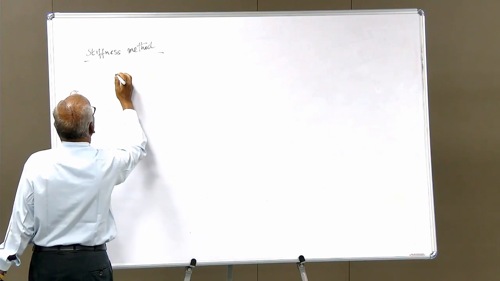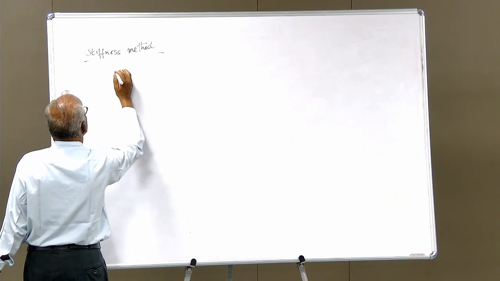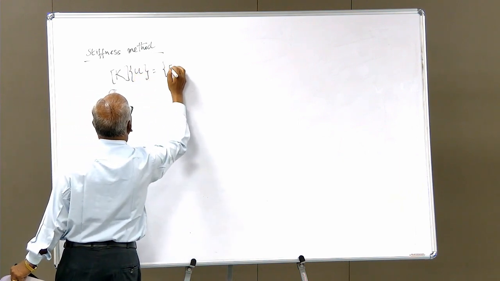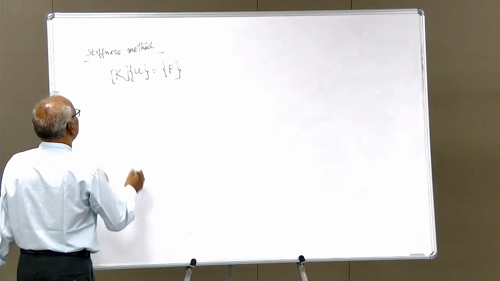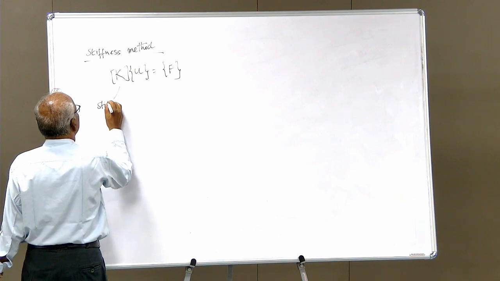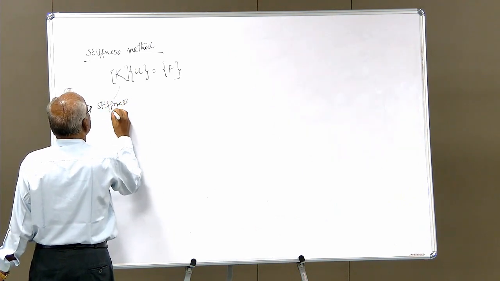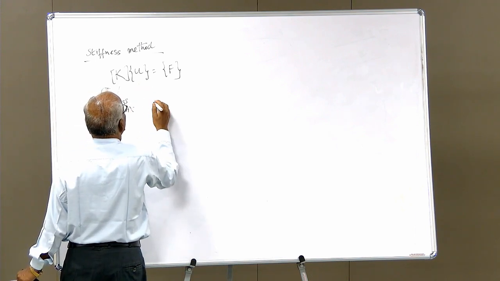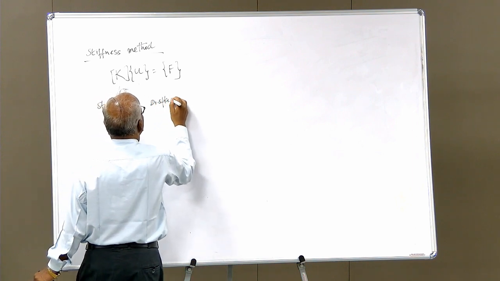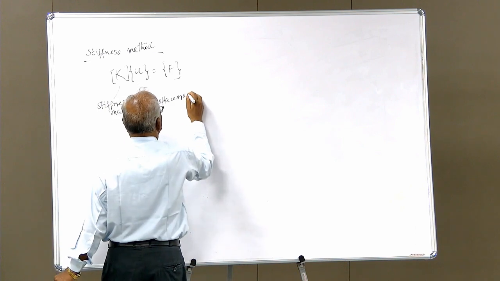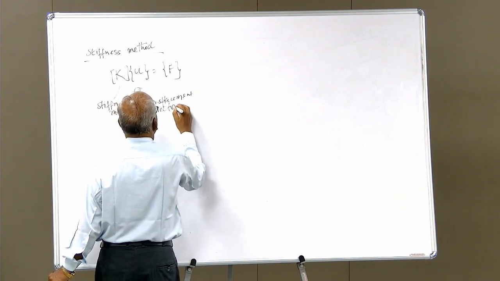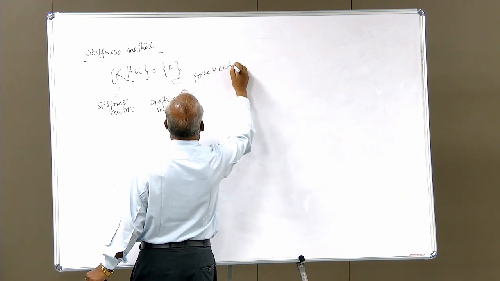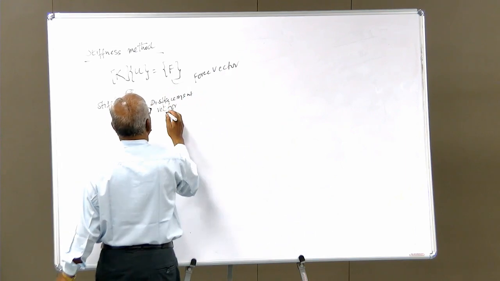In the stiffness method, the equilibrium equation is K into U equal to F. K is the stiffness matrix. U is the vector of displacements, or displacement vector. This is the force vector. Now here, these are the unknowns.